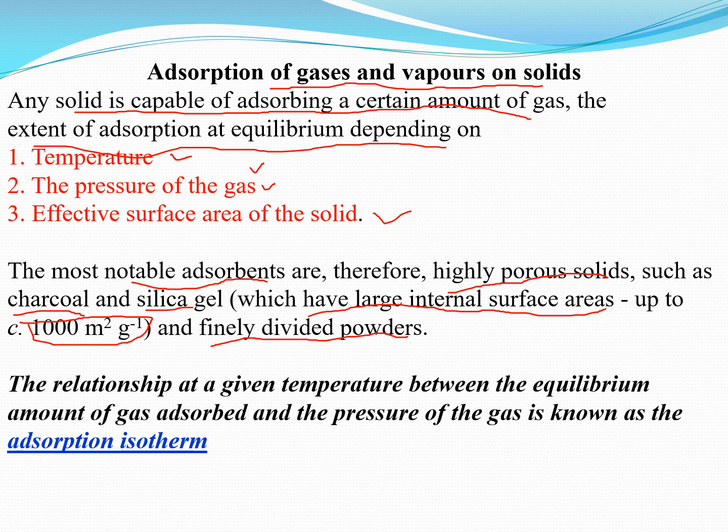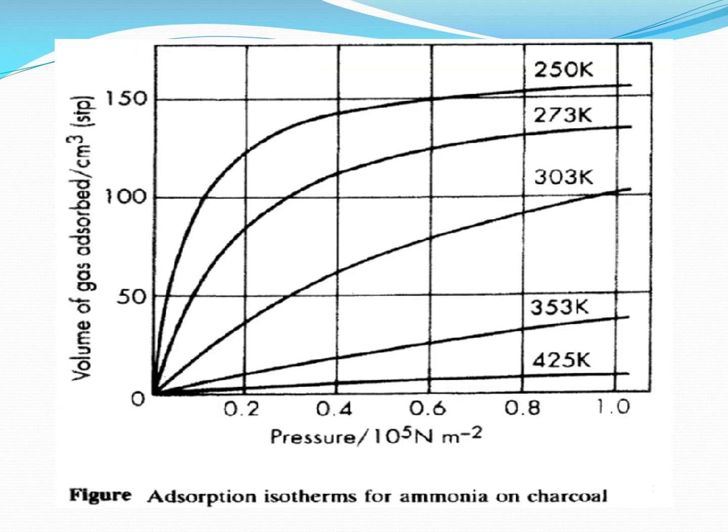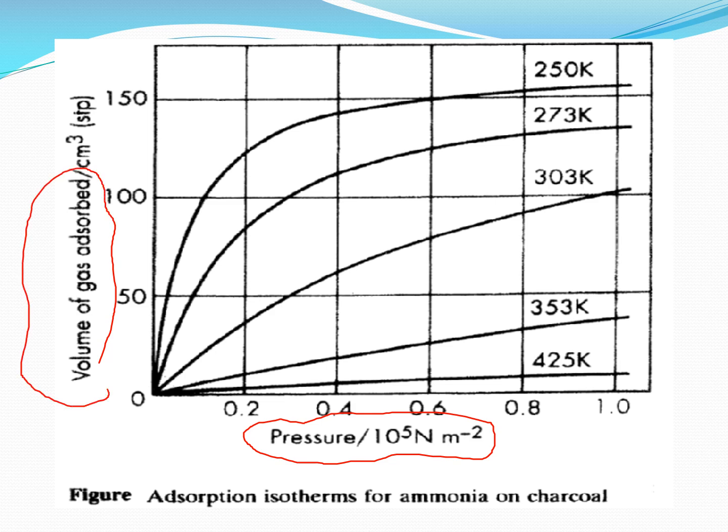This relationship at a given temperature, you can fix the temperature at 30 degrees, 40 degrees, 50 degrees, any temperature, between the equilibrium amount of gas adsorbed and the pressure of the gas, is known as the adsorption isotherm. Here we see an example of an adsorption isotherm. We have different pressures on the x-axis, 0.2, 0.4, and on the y-axis we have the volume of gas adsorbed per centimeter cube at STP, standard temperature and pressure.